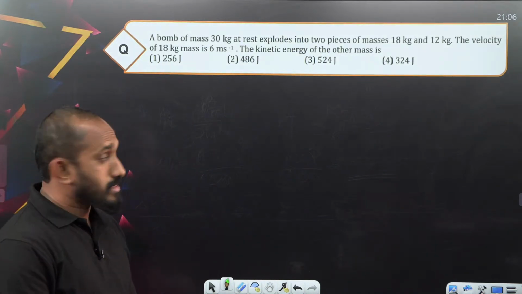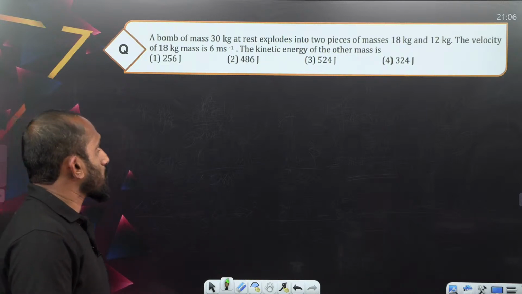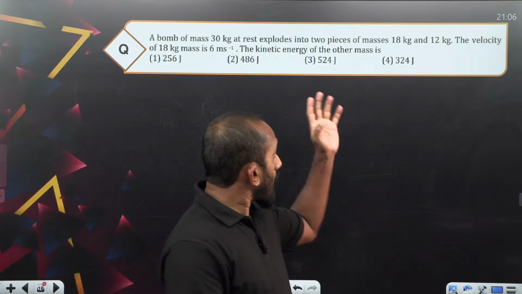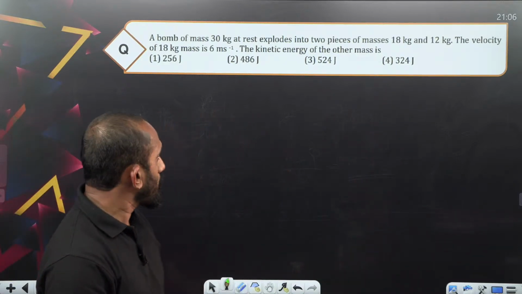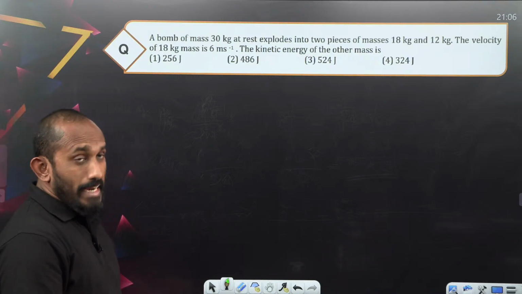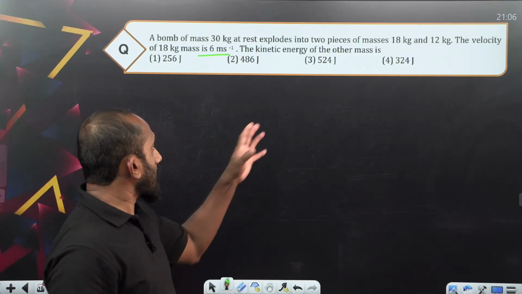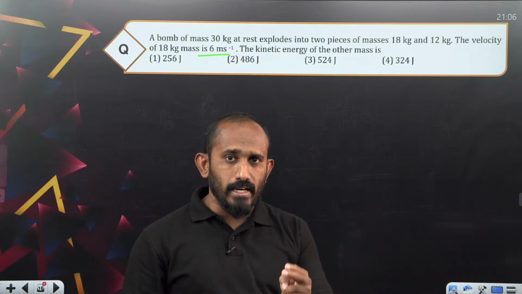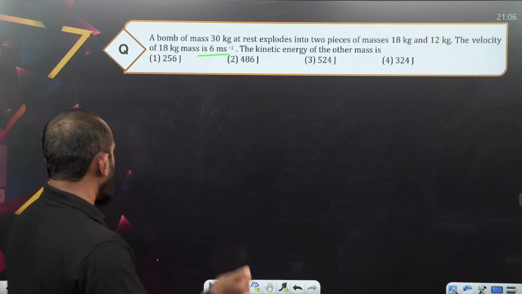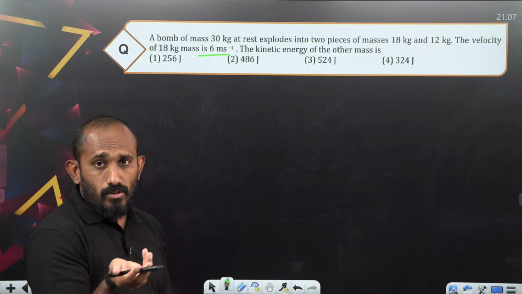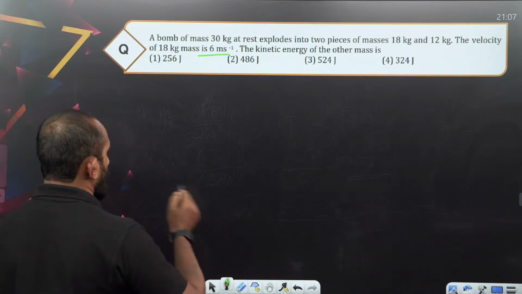A bomb of mass 30 kg at rest explodes into two pieces of masses 18 kg and 12 kg. The velocity of 18 kg mass is 6 meter per second. The kinetic energy of the other mass is asking. So we have the equation of conservation of linear momentum itself, you can use it.